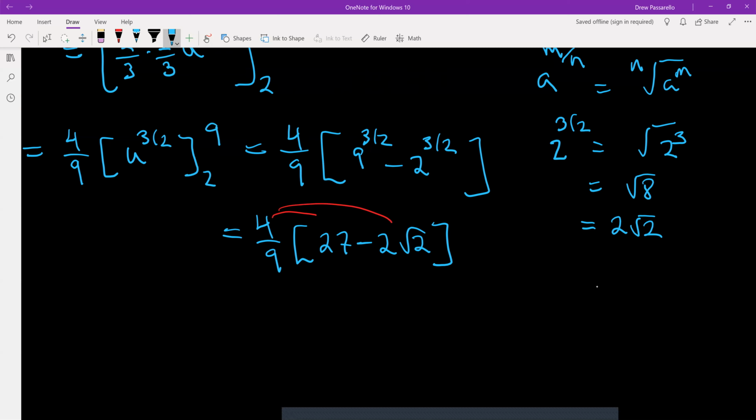So 4/9 times 27, that's going to be 12. And then minus 4/9 times 2√2, so 2 times 4 is 8, so it'll be minus 8/9 times √2. All right, that's the exact format for the answer.